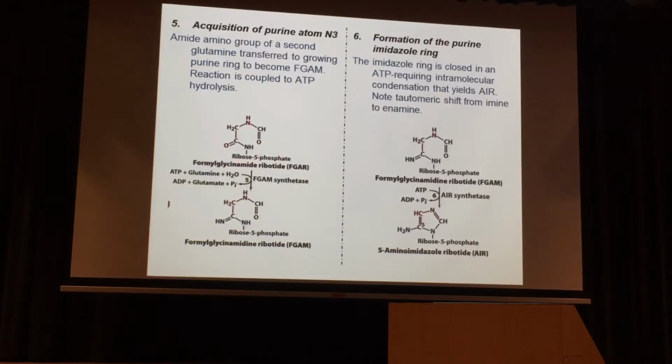So you have the FGAR here. We will continue to build up the other side now. This is almost complete, right? Before we close up the ring, let's make another nitrogen on this side. We have to have the lead.